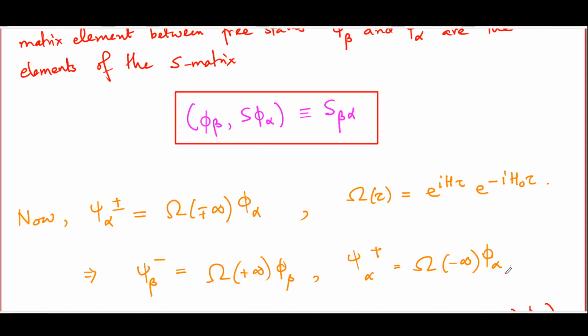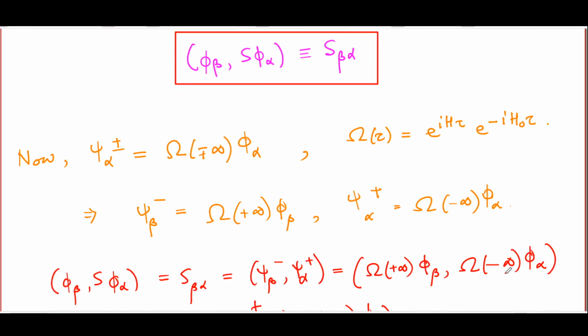Of course, psi beta minus is then omega plus infinity acting on phi beta, and psi alpha plus is omega minus infinity acting on phi alpha. The reason why I have written these two things separately is that the inner product between these two vectors is exactly what S beta alpha is. So, by the definition of our S operator, the inner product between phi beta and S phi alpha, which is S beta alpha, which again by its definition is psi beta minus inner product with psi alpha plus, this actually is the inner product of omega plus infinity acting on phi beta, that's psi beta minus, and omega minus infinity acting on phi alpha, which is psi alpha plus.